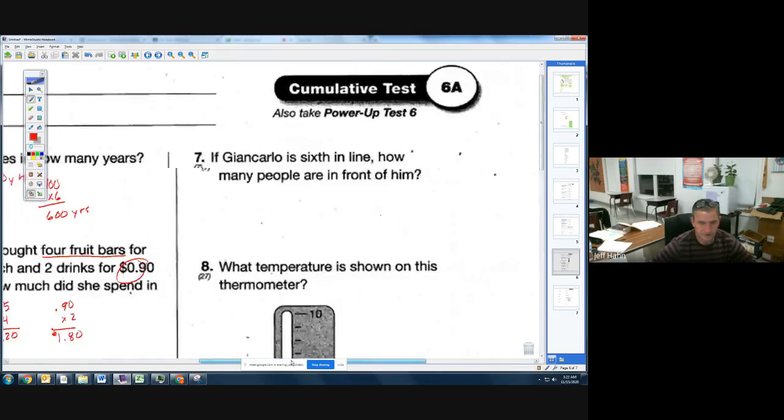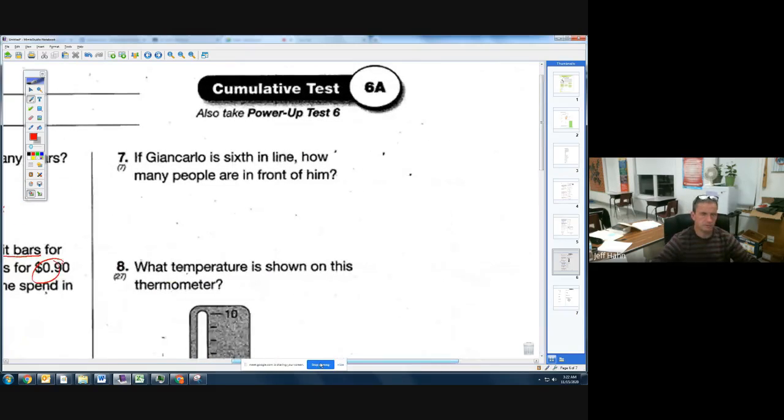Well, we are doing fantastic here. Number 7, if Giancarlo is the 6th in line, how many people are in front of him? We talked about this in class too. Please don't assume that you know the answer right off the bat. I would always draw this out. So this Giancarlo is the 6th in line. So first person, second person, third person, fourth person, fifth person, sixth person. This is Mr. G right here. How many people are in front of him?